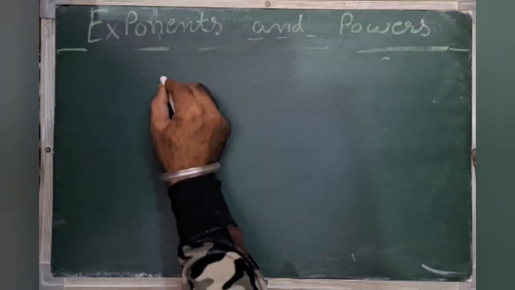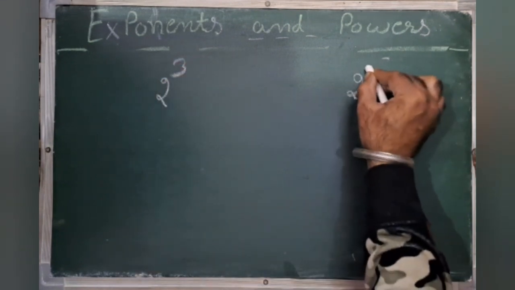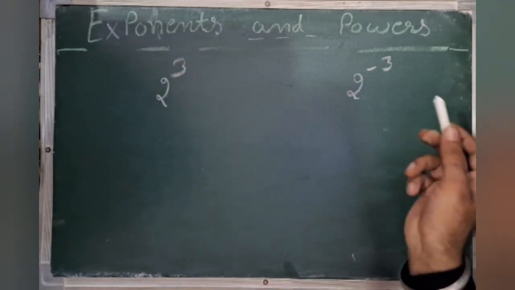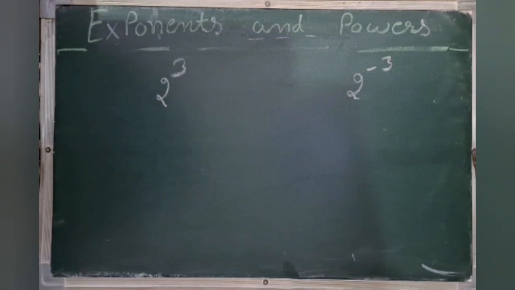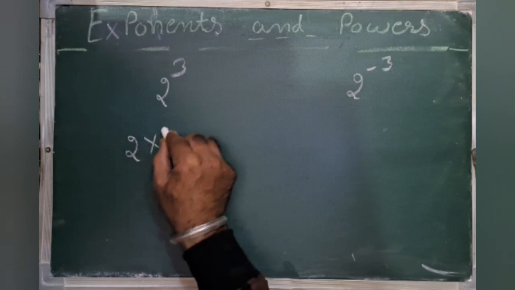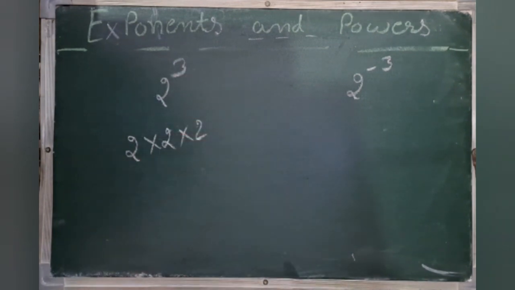One example, if I write 2 power 3, otherwise I can write 2 power -3. So in this case, 3 is a positive exponent and in this 3 is a negative exponent. So the positive exponent tells us how many times a number is multiplied by itself. That means how many times we have to multiply 2, 3 times. As many times as the power, that many times we multiply it. Here the exponent is 3, so we have to multiply 2, 3 times.